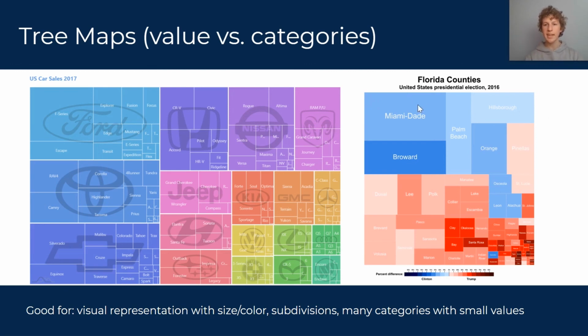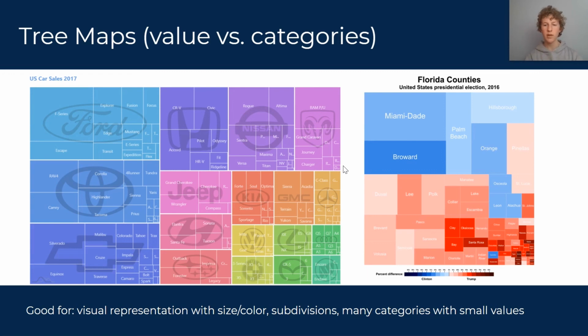So you can see Miami-Dade County is the biggest county. It's sorted by size, and then it's color-coded by the political leaning in the 2016 election. So big counties, and then a little smaller counties, and then all the way down here you have the really, really small counties. And so these are great for a visual representation with either size and or color, depending on if you want to use color.